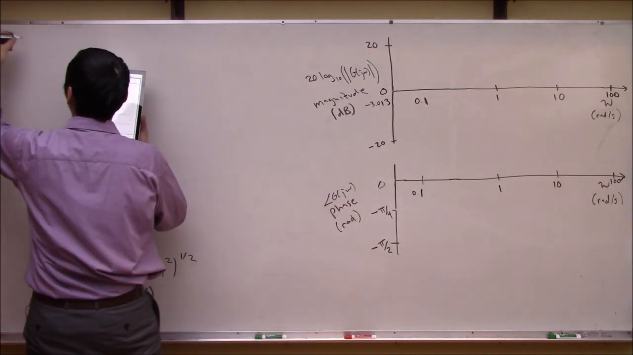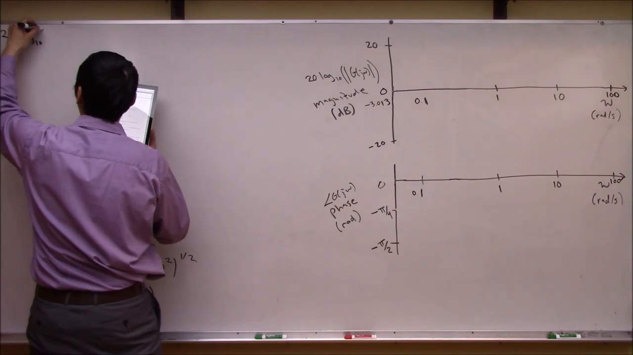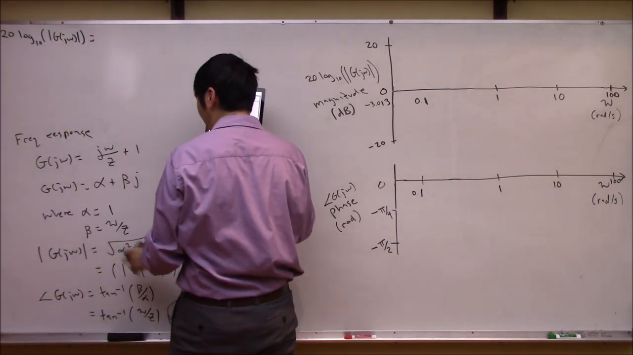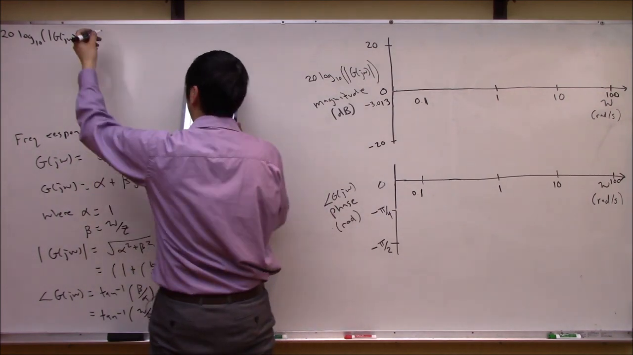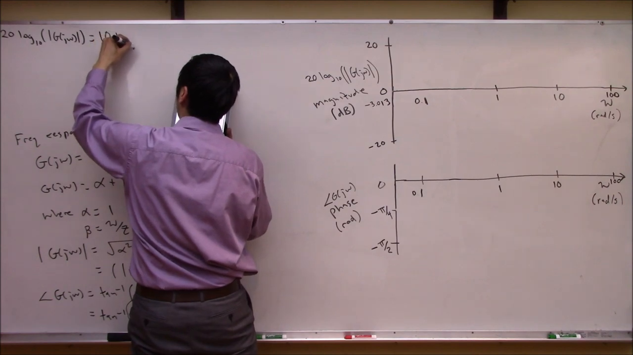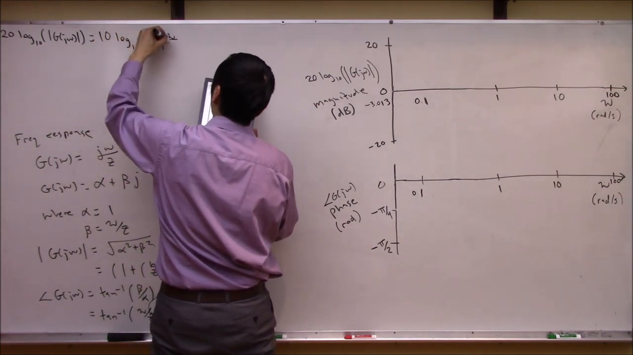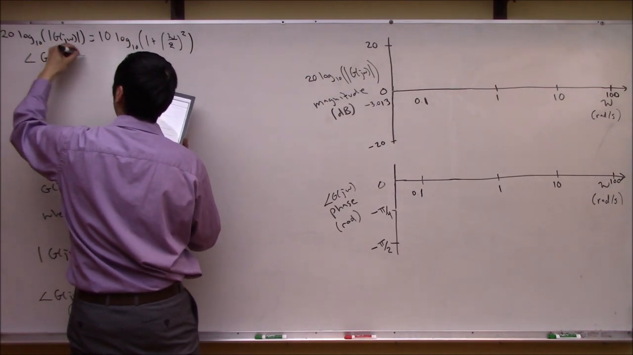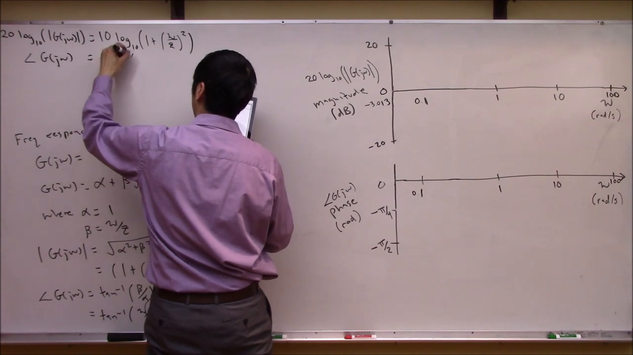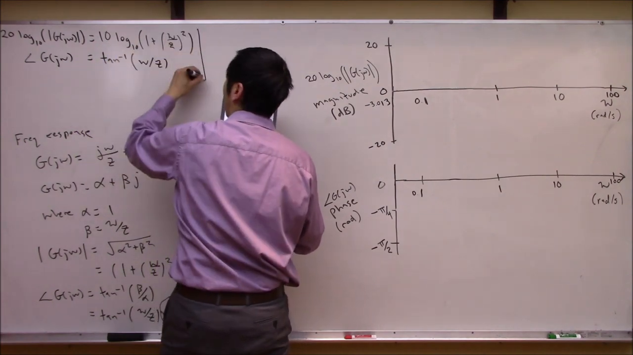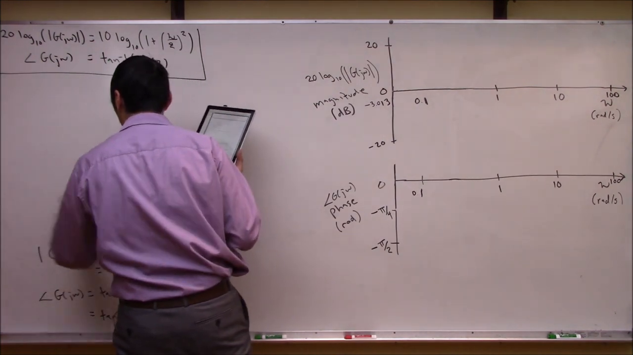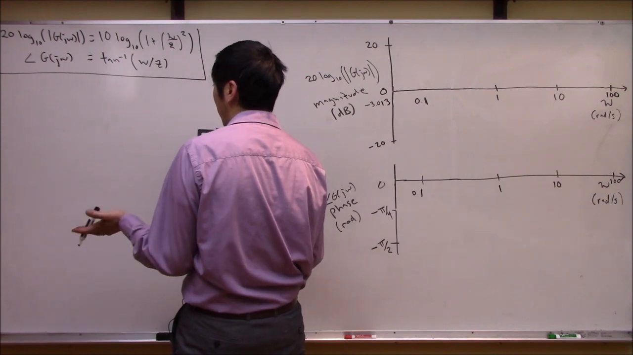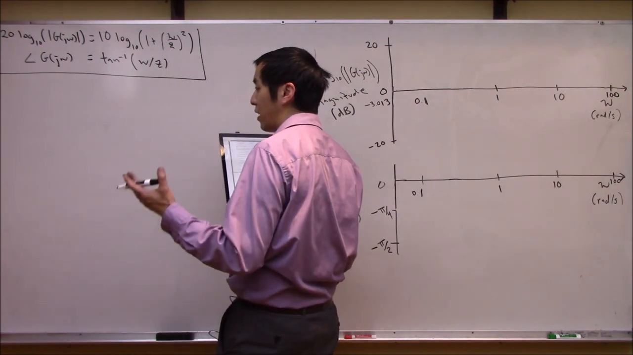So what we want here is 20 times log base 10 of the magnitude of G of j omega. And what you end up with, after doing your manipulations just like we did last time, you basically take 20 times log base 10 of this, the half falls off, and all this kind of good stuff, you end up with 10 times log base 10 of 1 plus omega over z squared. Okay, so that's the first one, and then the angle of G of j omega is just the thing we had earlier, which was inverse tangent of omega over z. Okay, so great, let's box this up, keep this in the upper left corner of the board, because now what we're going to do is, again, consider our three cases: low frequencies, the corner frequencies, and high frequencies.